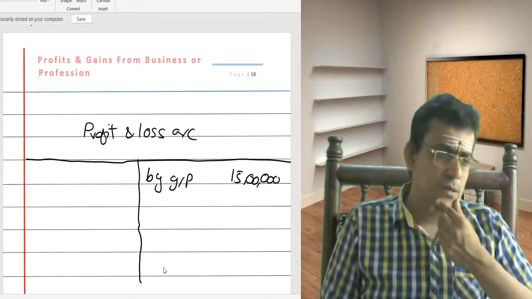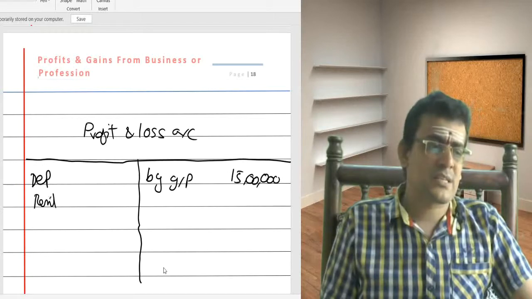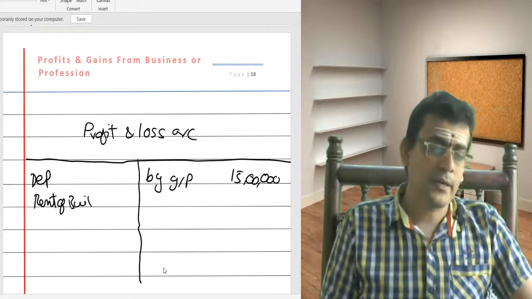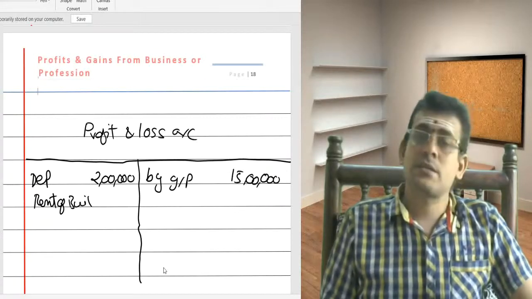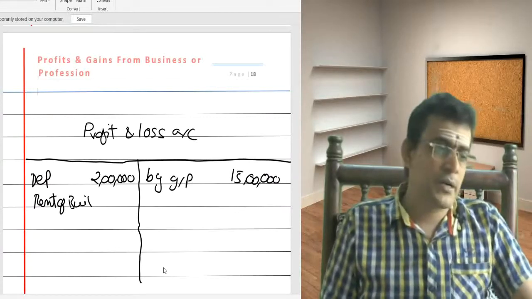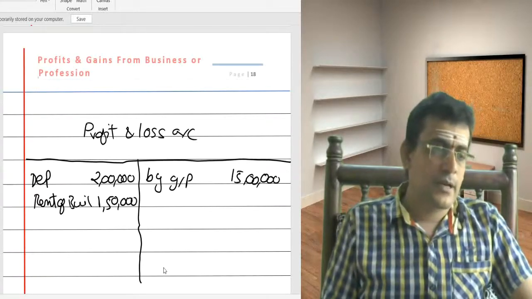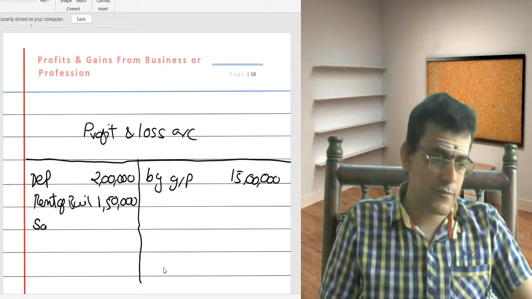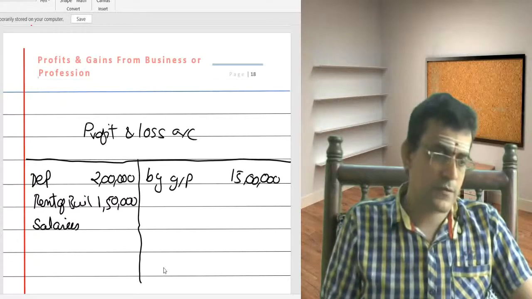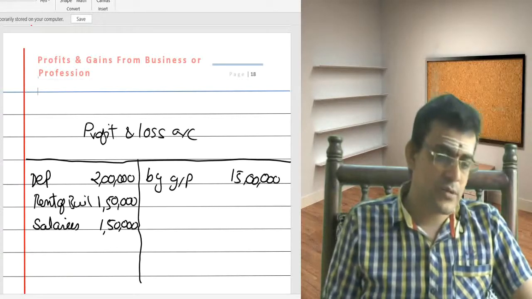Apart from this, on this side let us consider you are having depreciation and rent of building. Let us consider depreciation being 2 lakhs, and rent of building 1,50,000 per annum. Then you are also having salaries to the staff, which let us consider to be 1,50,000.